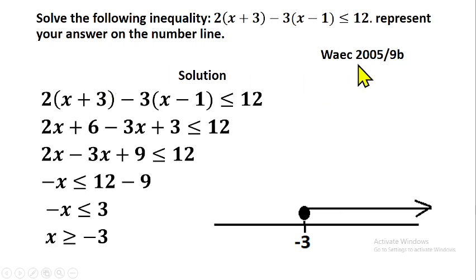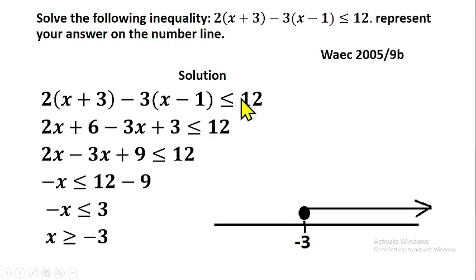Okay, let's see this WAEC result. This 2005 question number 9B is very simple, very similar to what we have done in the past. Solve the inequality 2 into s plus 3 minus 3 into s minus 1 less than or equals to 12. Represent your answer on the number line. So what will you do?